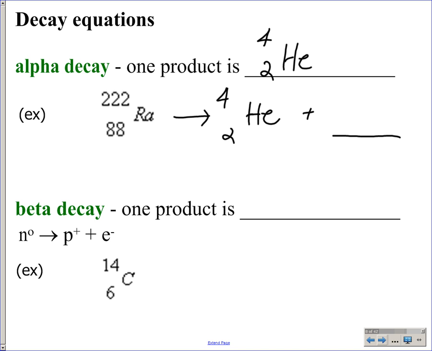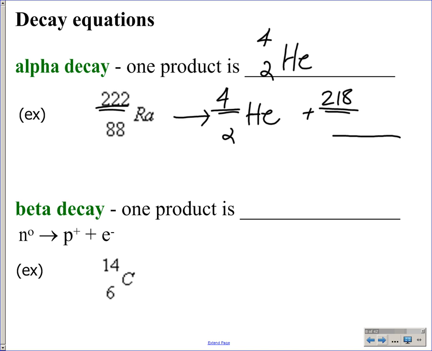Currently, we just have the helium nucleus, but since the overall mass on the reactant side is 222, you know that the product side is also going to equal 222. So that means 4 plus something is going to give you 222. In this case, it's 218. That means 218 plus 4 is equal to 222.